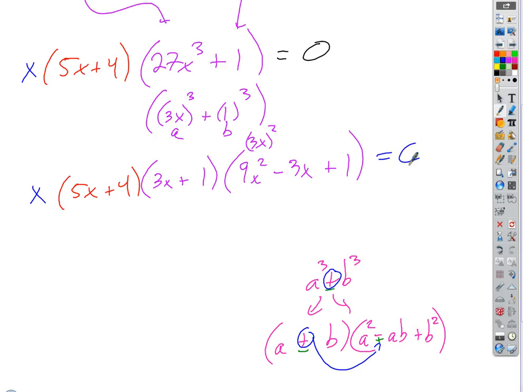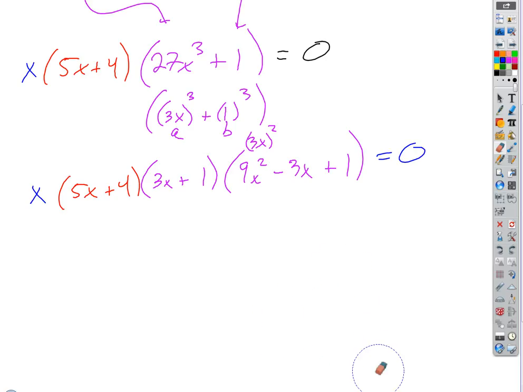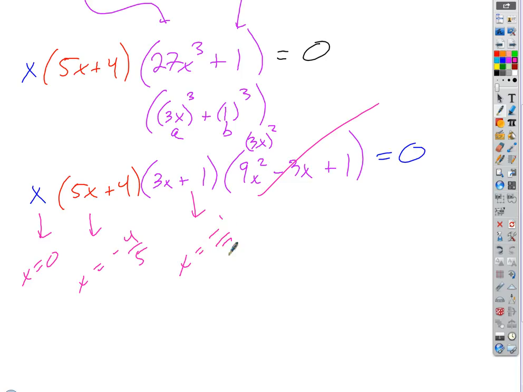So if that's all equal to 0, then what are my zeros gonna be? Okay, so this one, does this give me any? No. Nope, that one's done, right? Because that's from the sum of cubes, so that one's done. No real solutions to that one. Here I get 0, negative 4/5, and negative 1/3, right? Okay?